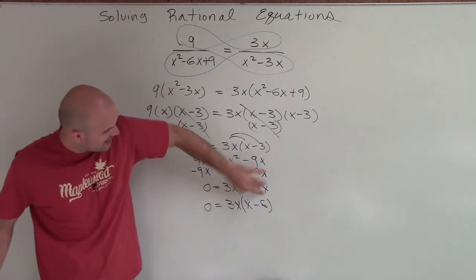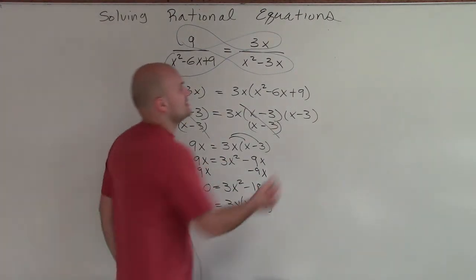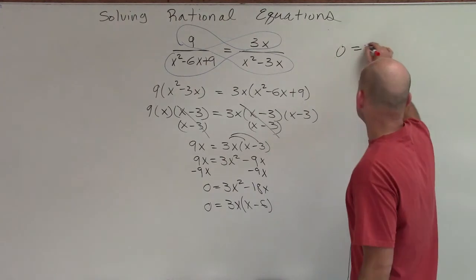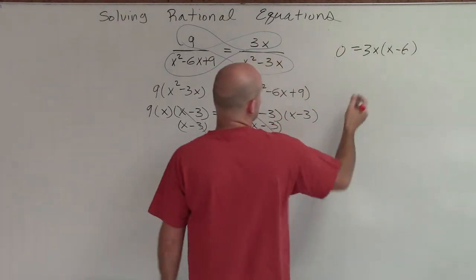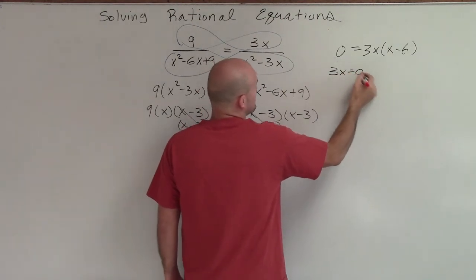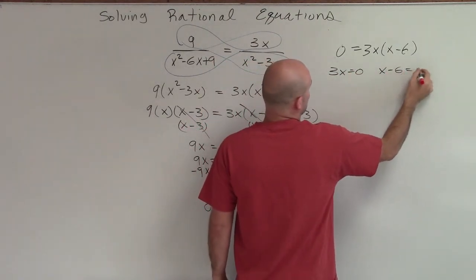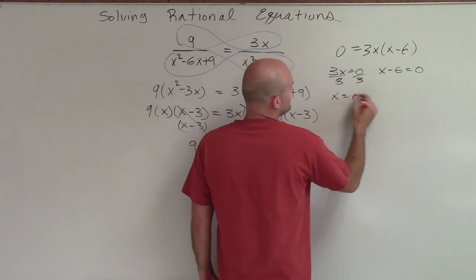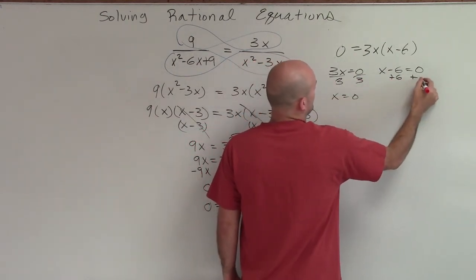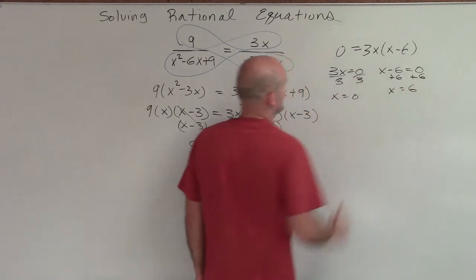Now I have a product equal to 0, so I can apply the zero product property. By applying the zero product property, I say 3x equals 0, or x minus 6 equals 0. By solving for x, I get x equals 0, or x equals positive 6.